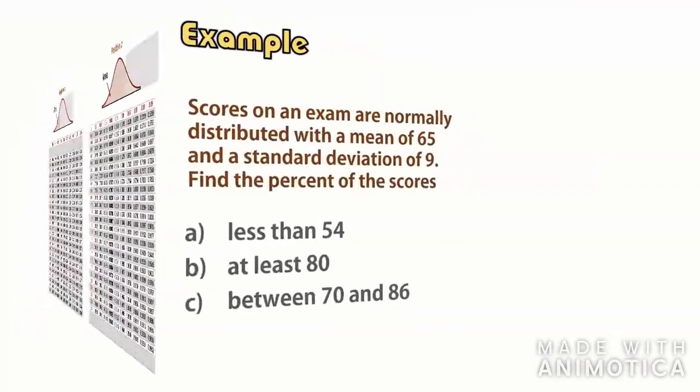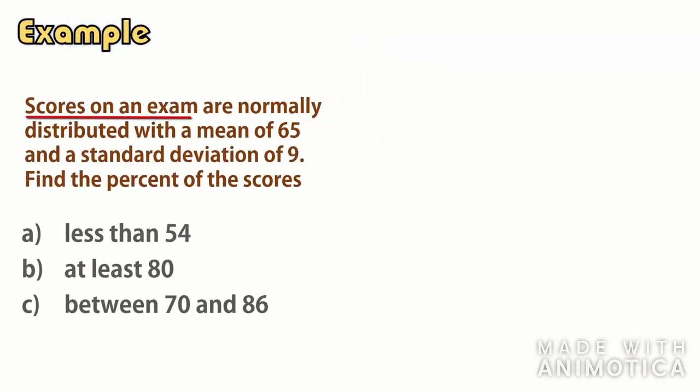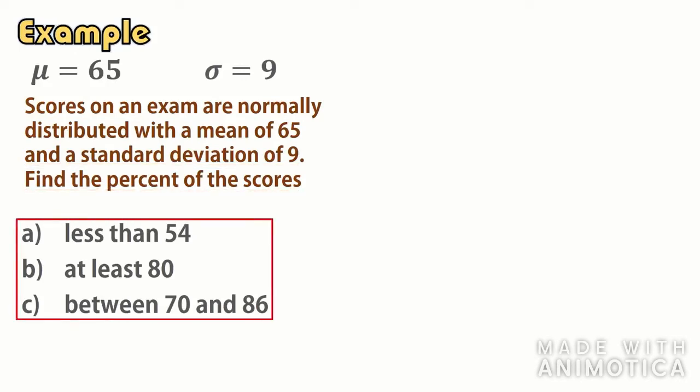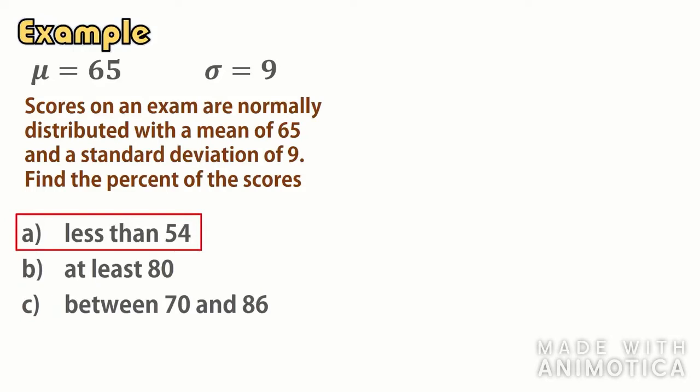Let's look at an example. Scores on an exam are normally distributed with a mean of 65 and a standard deviation of 9. We want to find the percent of scores satisfying A, B, and C here. In A, we want the probability that X is less than 54.